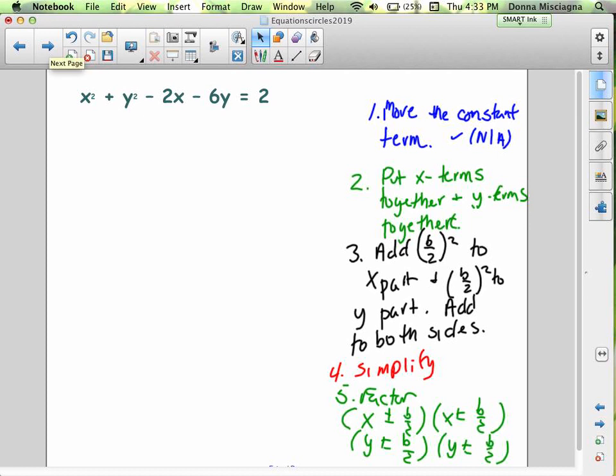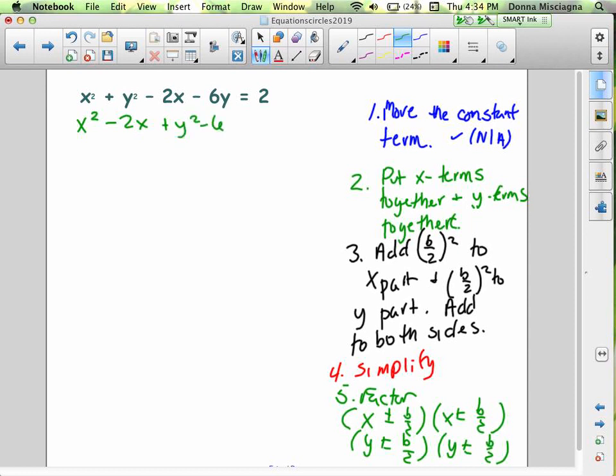So step 1 is move the constant, but the constant's already moved. The 2 is already all by itself, so we're done with that one. Step number 2 is to put the x terms together and the y terms. So just remember to keep the sign, but just change the order. So this should be x squared minus 2x, and then plus y squared minus 6y equals 2. Now we want to add b divided by 2 squared to the x part and b divided by 2 squared to the y part.